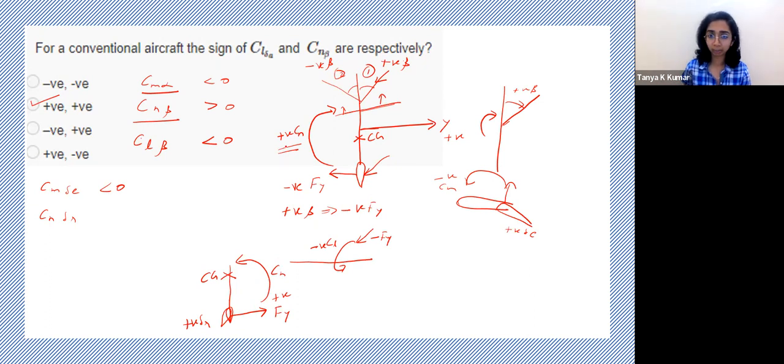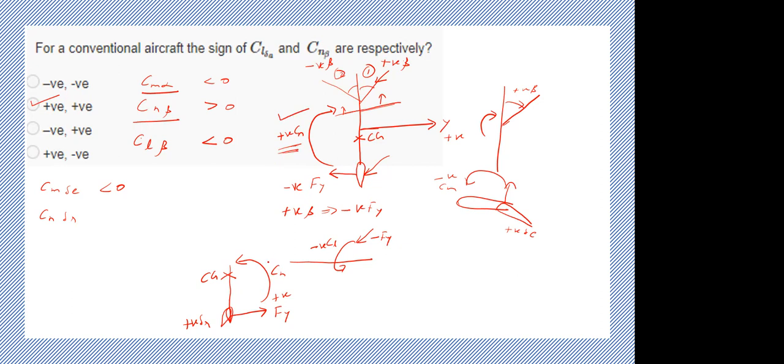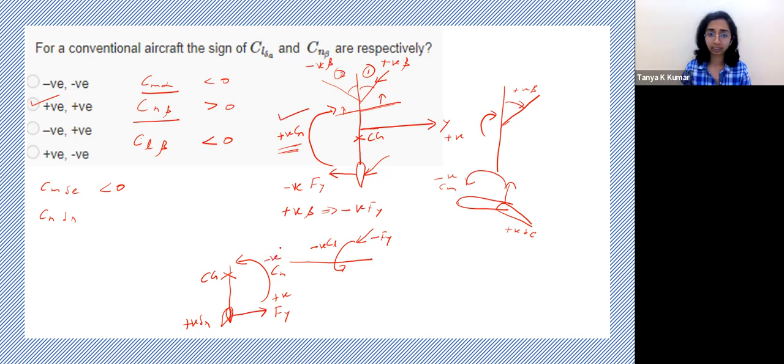We just saw that this is the positive Cn. So this is the reverse of that, correct? This was positive Cn. So this will be negative, yes. So this is negative Cn. So Cn delta R will be less than 0. Positive deflection of rudder, that is left deflection of rudder, gives you a negative Cn, gives you a negative yawing moment. So your Cn delta R is negative.